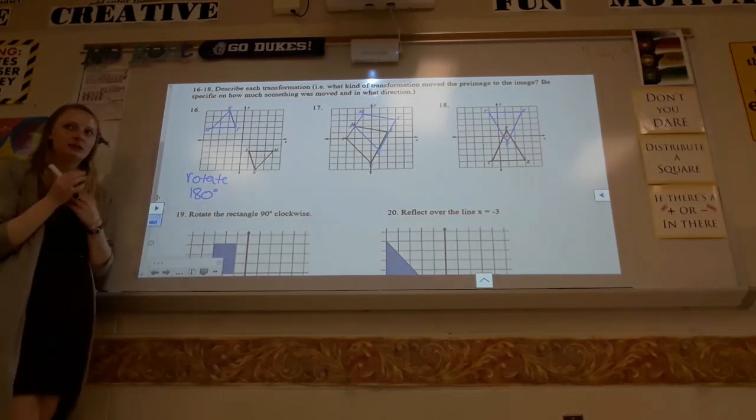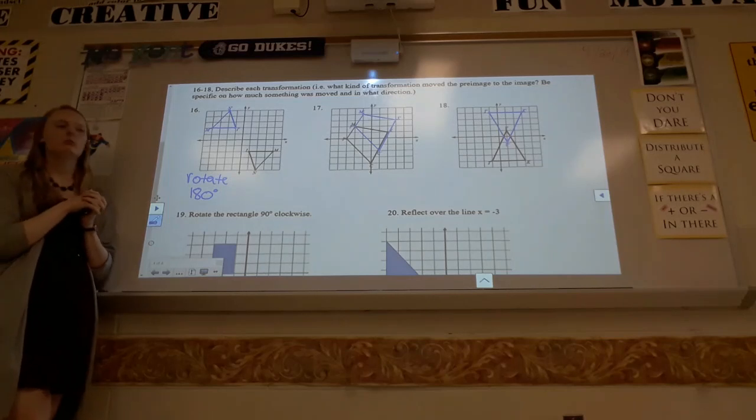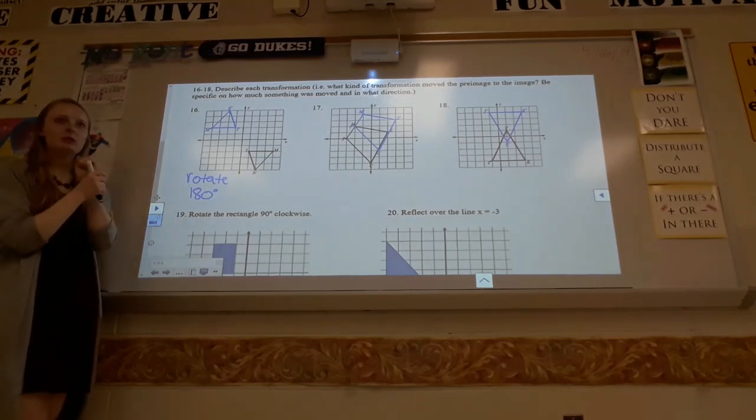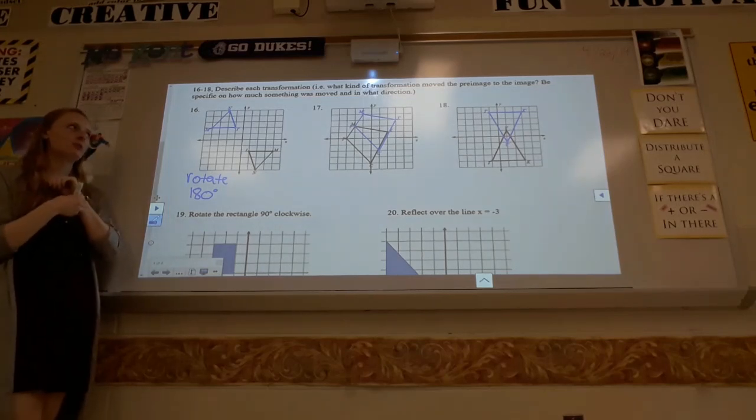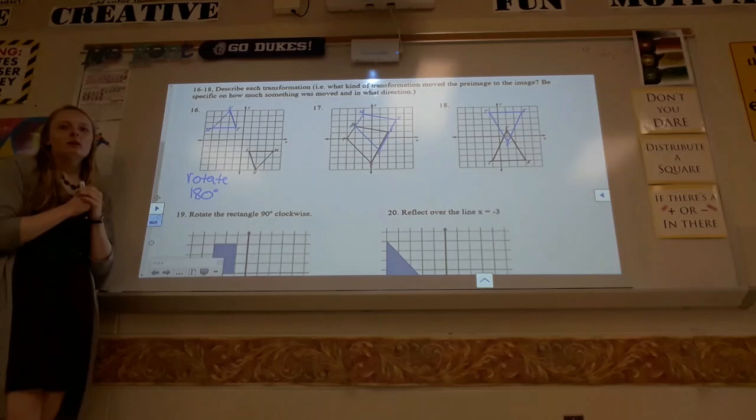And you can either write clockwise or counterclockwise, it really doesn't matter. It's going to get you in the same position. Okay? And you can physically turn your paper to see what's going on. If you're trying to verify the rotation, feel free to do that. This is rotate 180, either clockwise or counterclockwise. Okay? What about this next one?